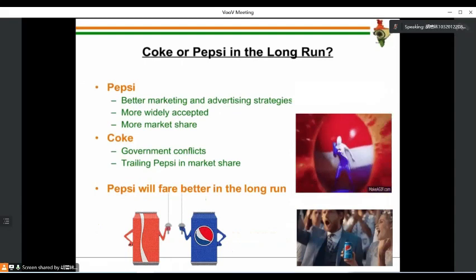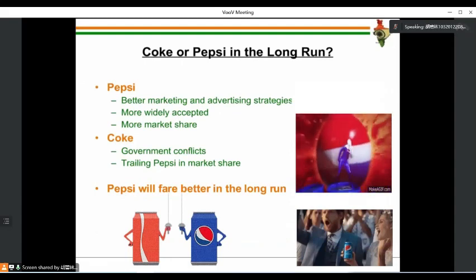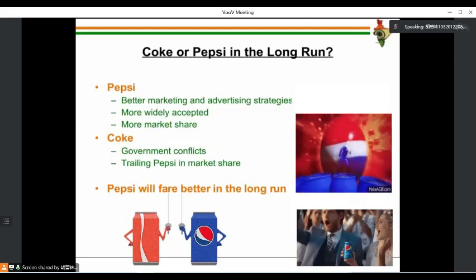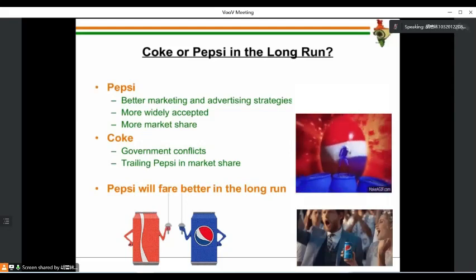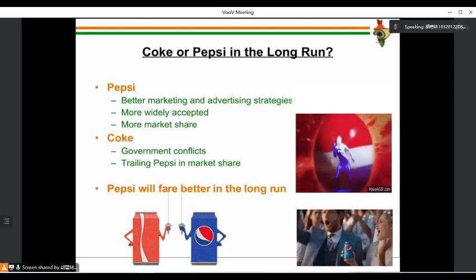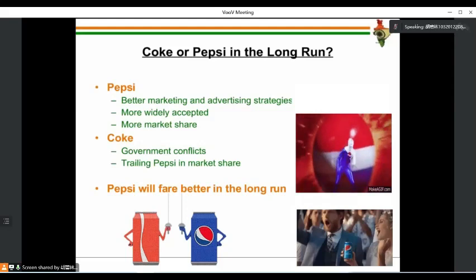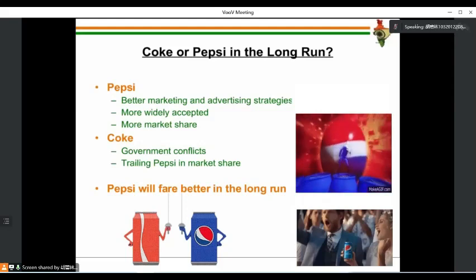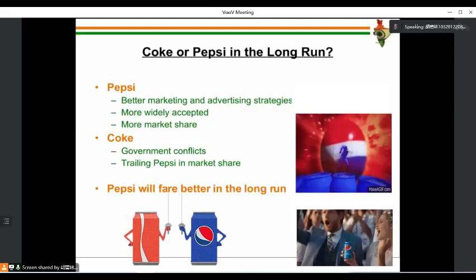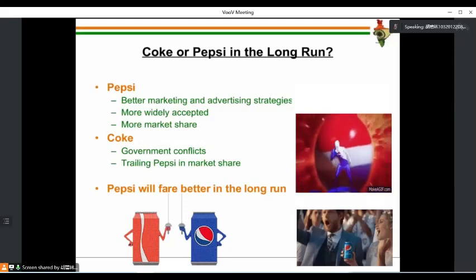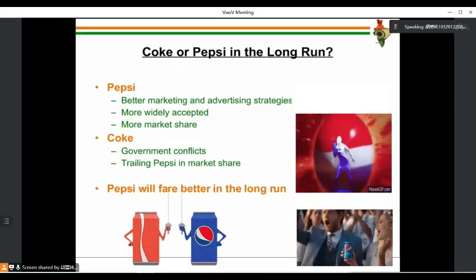And who will win in the long run, Coca-Cola or Pepsi? So I think Pepsi is making better marketing and advertising strategies, and they are more widely accepted in India with more market share. Whereas Coca-Cola has conflicts with the Indian government and they are trailing Pepsi in market share. So I think Pepsi will do better than Coca-Cola for the next decades.